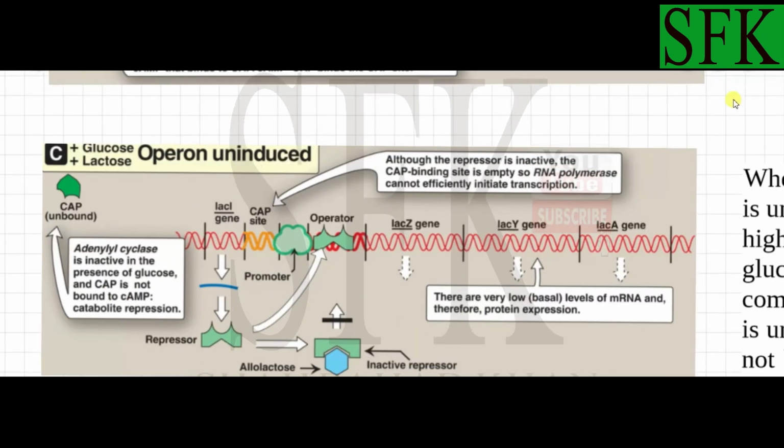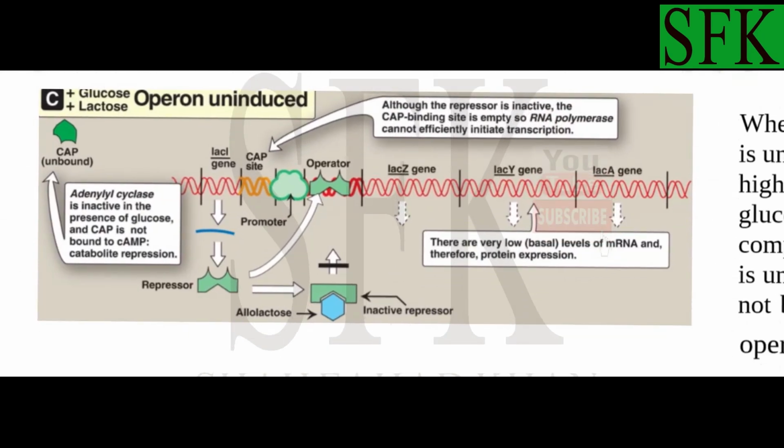Now the last condition, when both of them are present. Okay, what happens when both glucose and lactose are present? In this case, if lactose is present, it will be converted to allolactose and it will bind to the repressor molecule, and the repressor molecule will be detached. Okay, this condition will occur. But now, what has happened? Glucose is also present. I told you earlier that if glucose or lactose are present, glucose will be given preference.